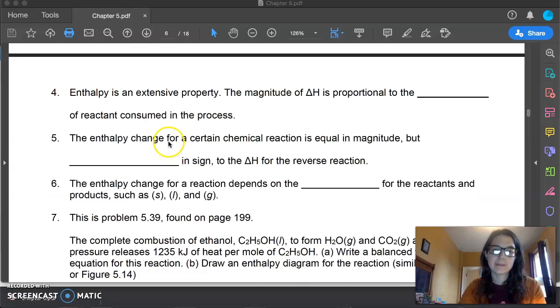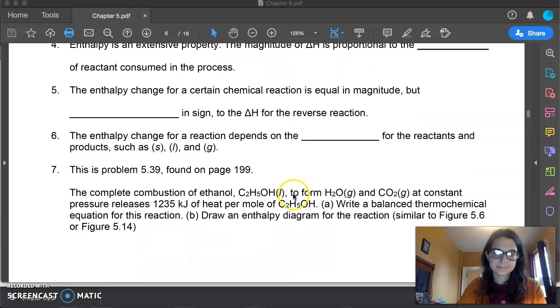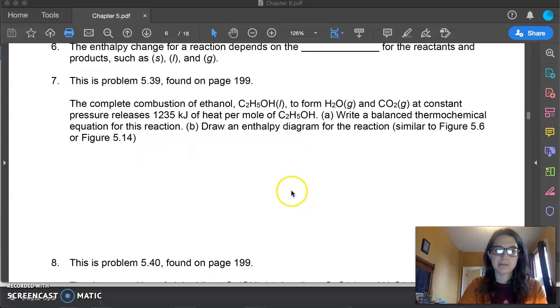Number 5, the enthalpy change for a certain chemical reaction is equal in magnitude but opposite in sign to the delta H for the reverse reaction. Number 6, the enthalpy change for a reaction depends on the states of the reactants and products, such as solid, liquid, and gas. Okay, then we have a problem here.